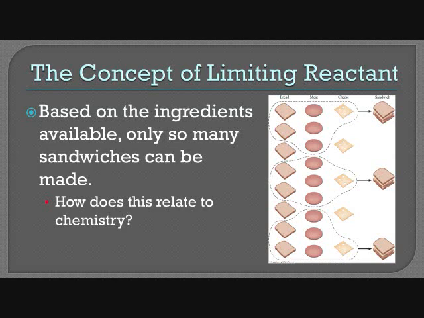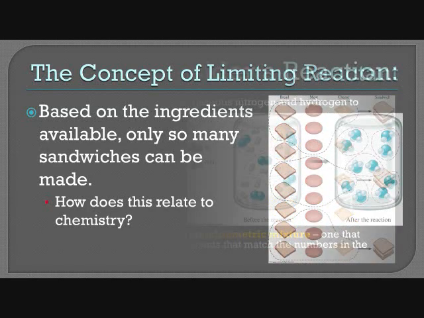Based on the ingredients available, only so many sandwiches can be made when you buy packages from the store. So how does this relate to chemistry? This relates to chemistry in the limiting reactant. So you can only make, in this picture, there's bread, meat, and cheese, and you can only make so many sandwich ratios, and you're going to have some stuff left over. And those leftover pieces we could call excess reactants.